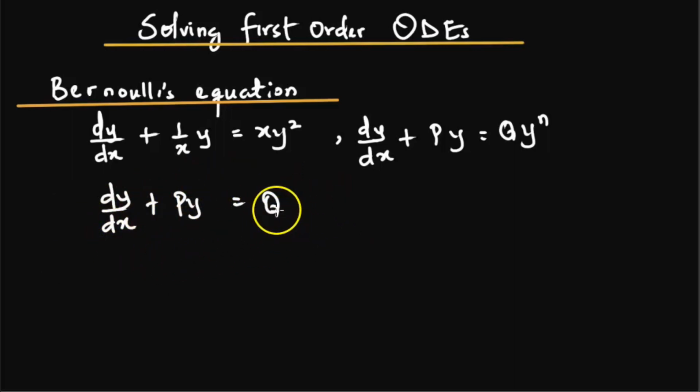So what is the first thing to do? We want q to stand alone, right? So we divide through by y squared.